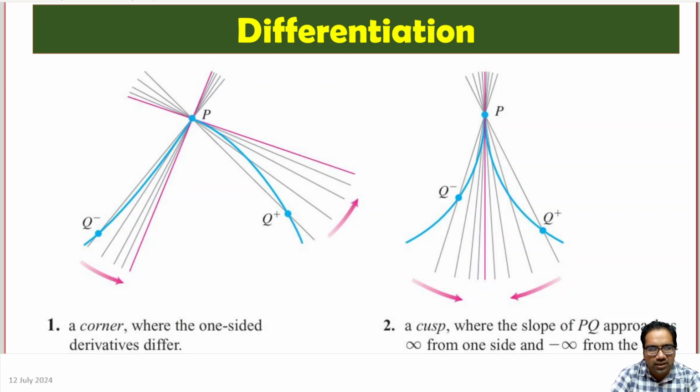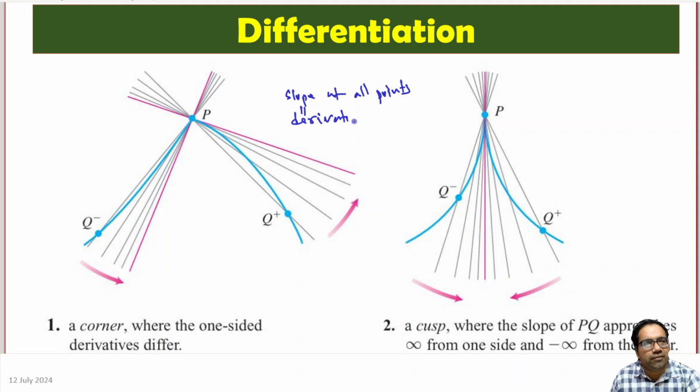Hi friends, earlier we discussed a function is differentiable when we are able to calculate slope at all points of the domain of the function, or we are able to calculate its derivative. Derivative is actually equal to slope, right? We are able to calculate derivative at all points of the domain. Then we call the function differentiable.